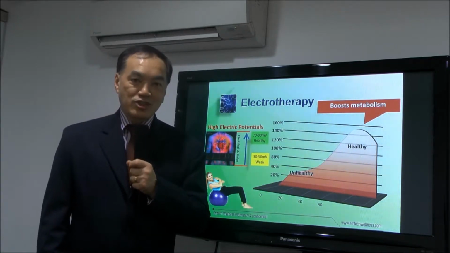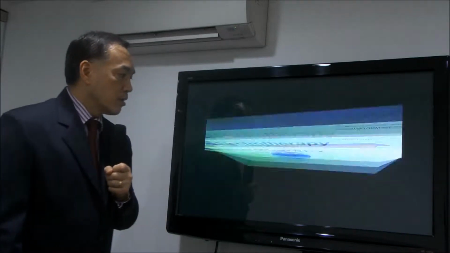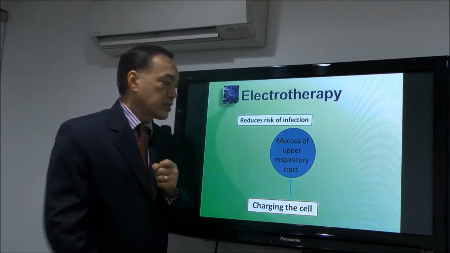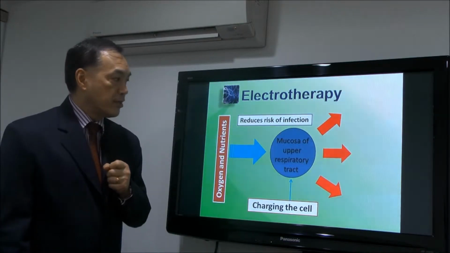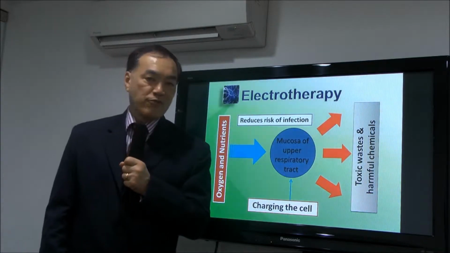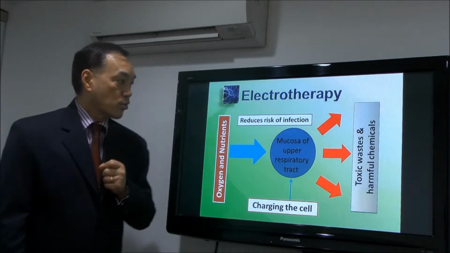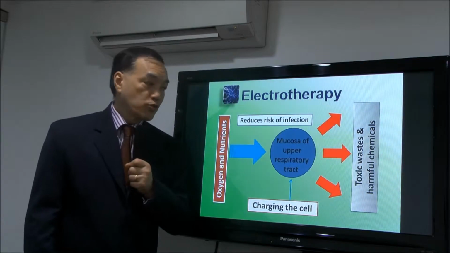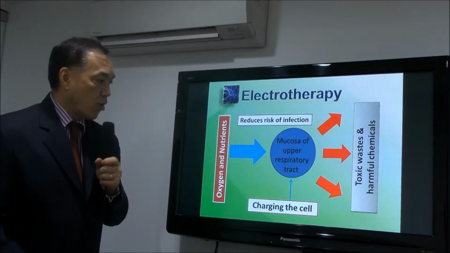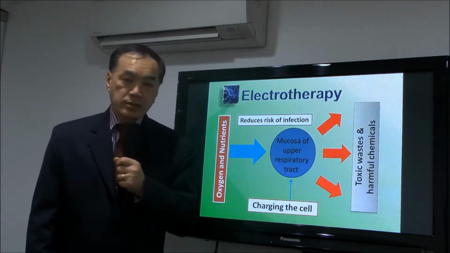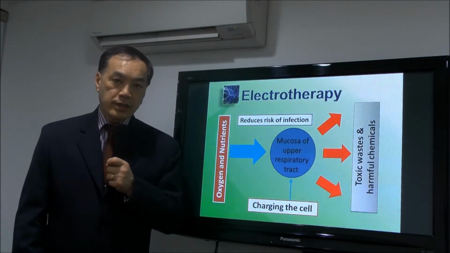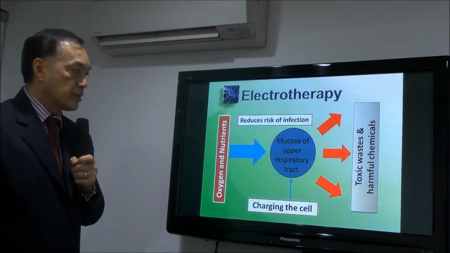But what about electric energy treatment? If you do half an hour of electric energy treatment, it will fully charge the cells in the respiratory tract, including the nasal area, so more oxygen and nutrients go into these cells, and more toxic waste and harmful chemicals are expelled. As a consequence, even our immune cells are stronger, and it will reduce the risk of infection. Once our immune cells, nasal cells and lung cells are strong, then of course we should not get sinusitis too easily.